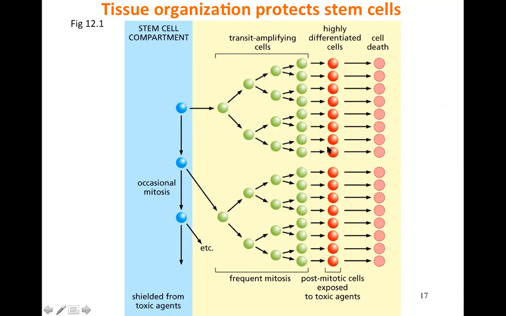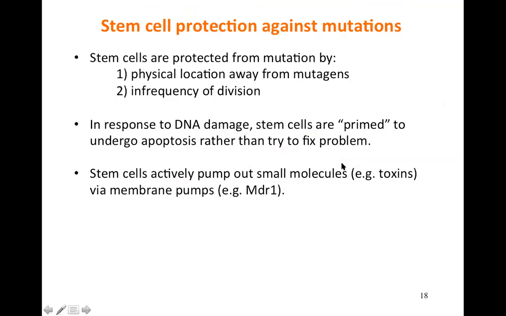Right? And again, these highly differentiated cells, they don't stick around very long. They naturally are lost quickly, or they undergo apoptosis. And so the stem cell can keep dividing over time, et cetera. But as you can tell, it's not very often, because one division can lead to many, many differentiated cells being made. Okay. So other ways that stem cells protect themselves against mutations. Number one, we said they're physically located away from mutagens in your body, and they infrequently divide. So in other words, their job throughout your life is to keep dividing, but it's not something that happens every day.